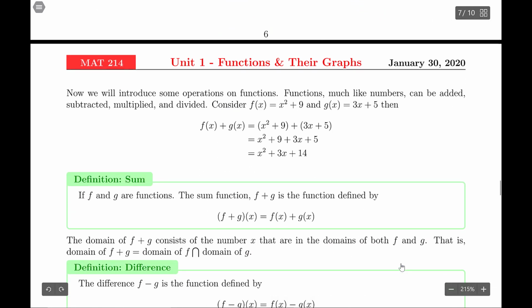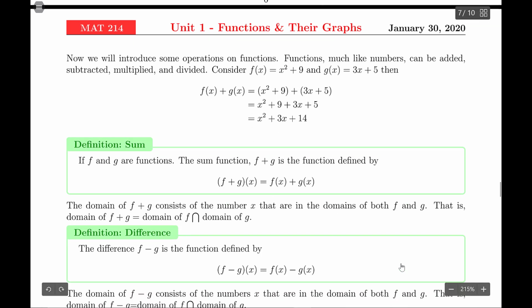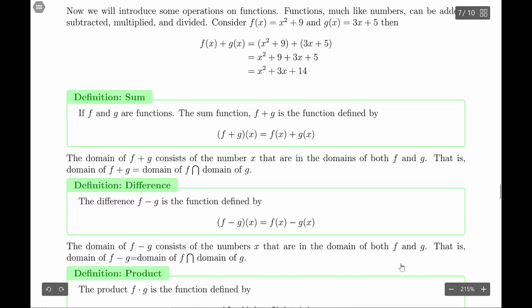So we can add functions, we can subtract functions from one another, and you can see the notation here. For the sum, you just simply add function f plus function g, and the domain would include the intersection of function f and function g. So right here we have the domain of f plus g is the same as the domain of f intersected with the domain of g.